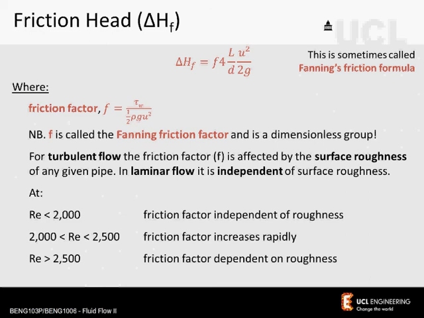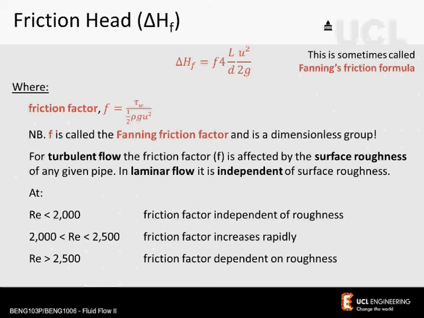So delta HF is equal to the Fanning friction factor, F, multiplied by 4, multiplied by the pipe length over the pipe diameter, multiplied by the velocity in the pipe squared over 2g. And this formula is sometimes called the Fanning friction formula, where F, the Fanning friction factor, is equal to the shear stress at the wall divided by a half density multiplied by the acceleration due to gravity multiplied by velocity squared. The Fanning friction factor is actually a dimensionless group, which is something that you can check for yourself if you insert the units into that equation there.